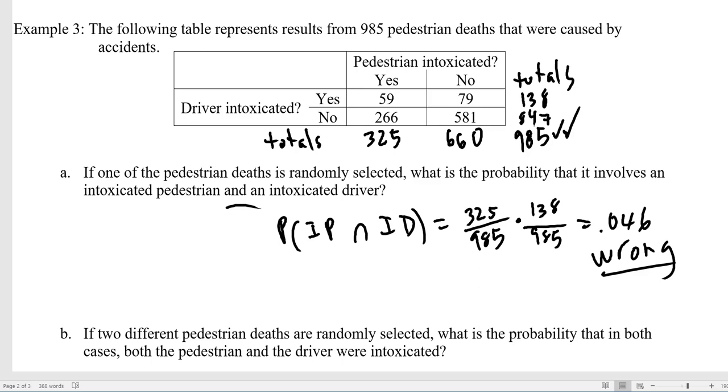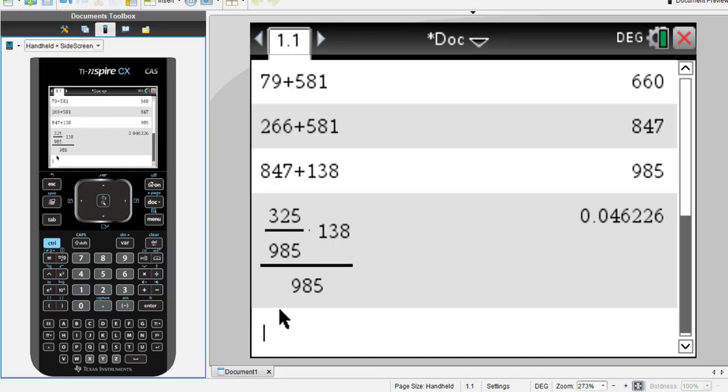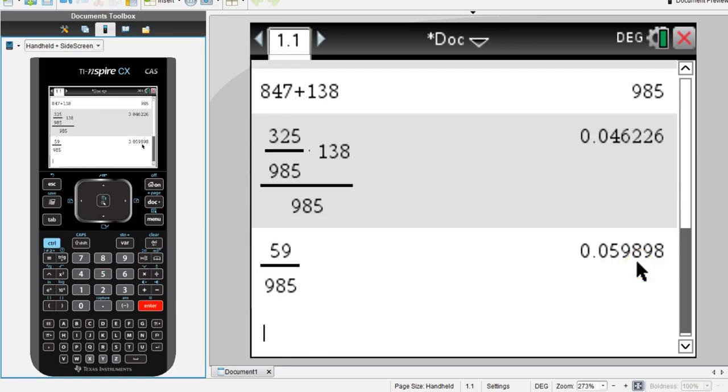Is this independent or dependent? You're like, I don't know. It doesn't tell me. So I just use the rule I know. No. Guys, use the table. What's the probability if I choose somebody out of all the 985 that both the pedestrian and the driver were intoxicated? What's the probability that it's both? Well, that would just be this 59, right? So it should be just the 59 out of 985. That's 0.059, round that up. So 0.060.